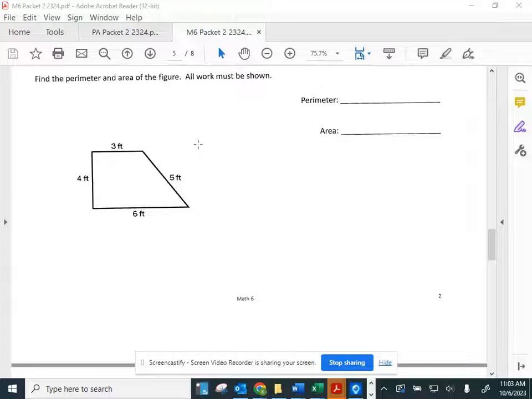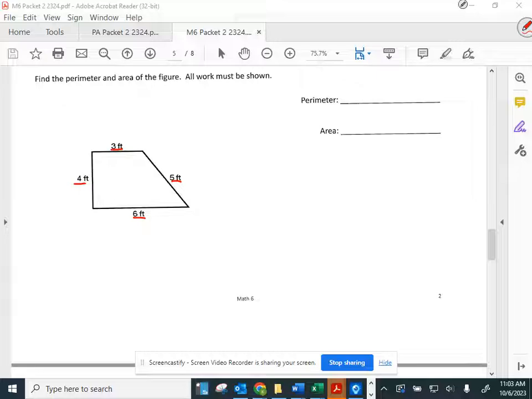Finding the perimeter and the area. How do we find perimeter? What do we have to do to find a perimeter of something, Liam? Add up all the sides. And we have numbers on every side. So we just need to add all the sides. So the perimeter is kind of easy for this one, just adding them all up.